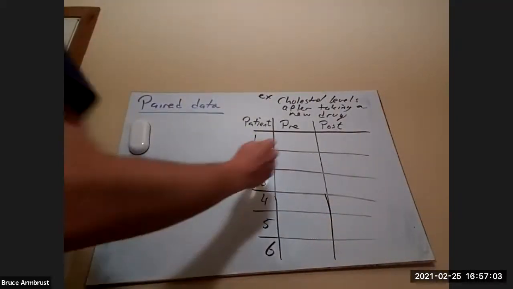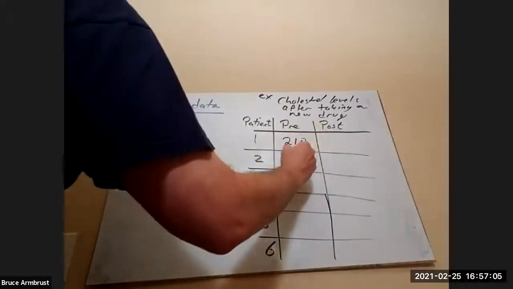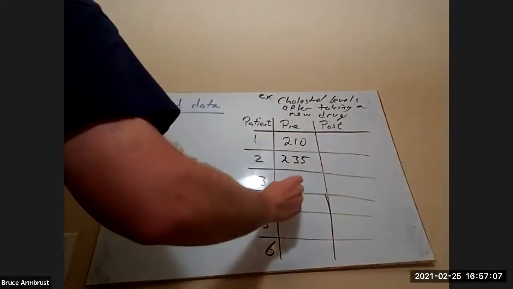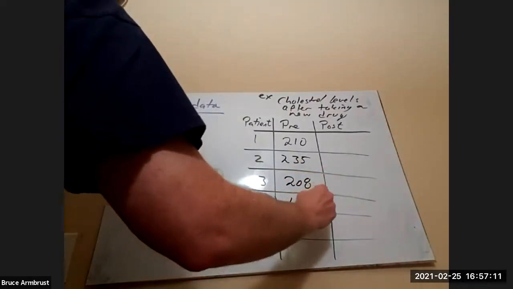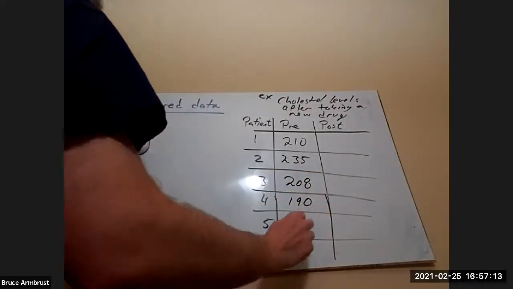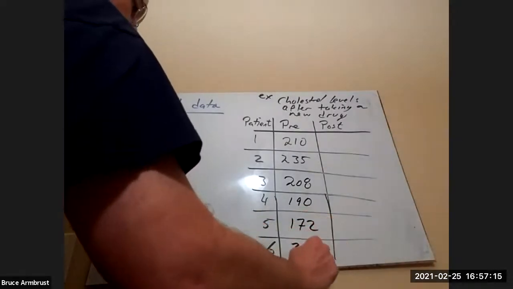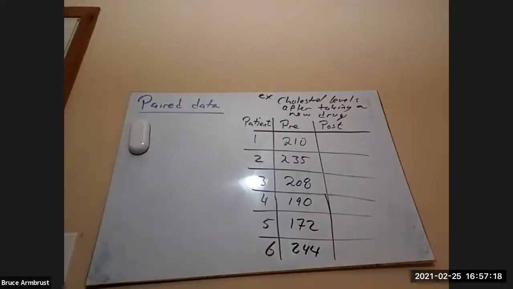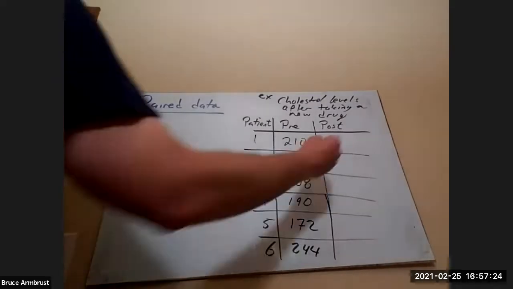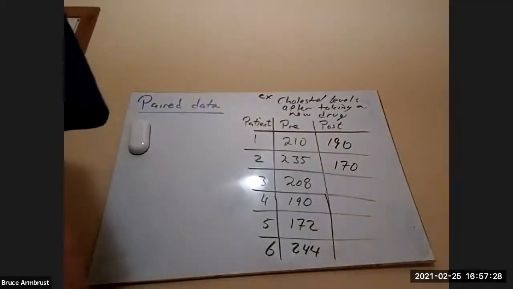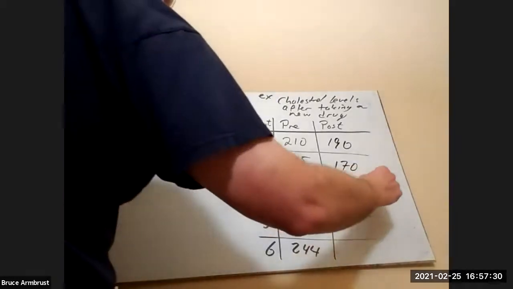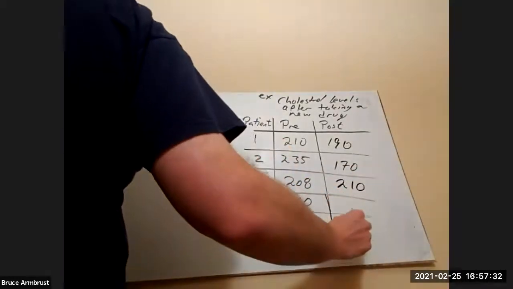And before they started taking the drug, here are their cholesterol levels: 210, 235, 208, 190, 172, and 244. Okay, so then they get on this drug, they go through the trial, and afterwards, their cholesterol levels are the following.